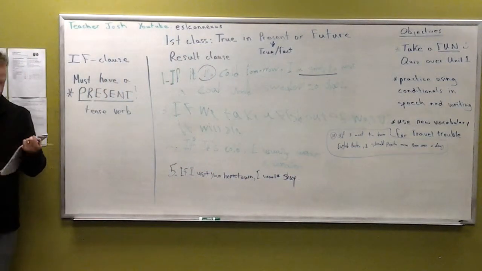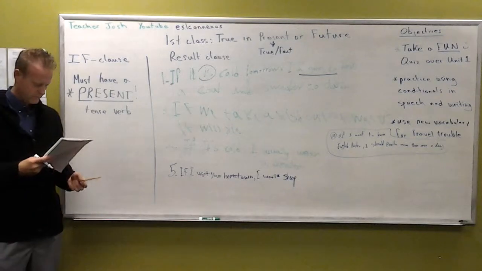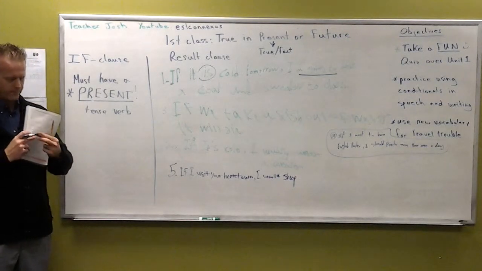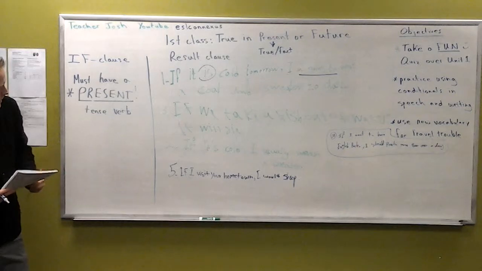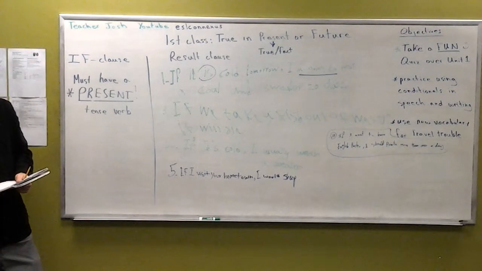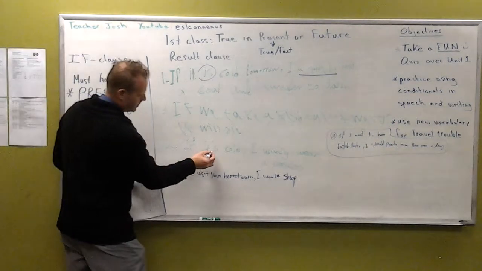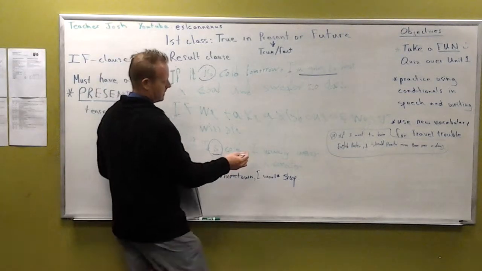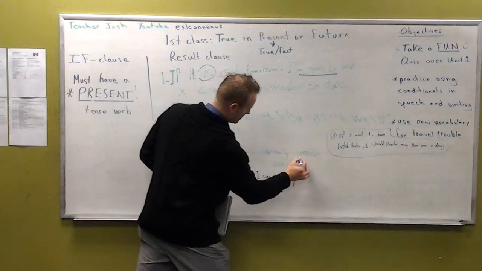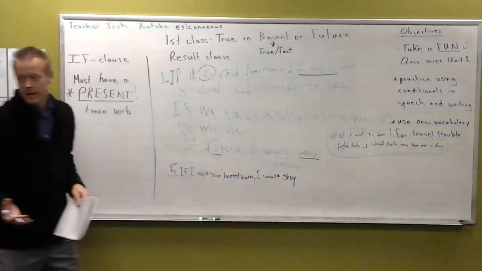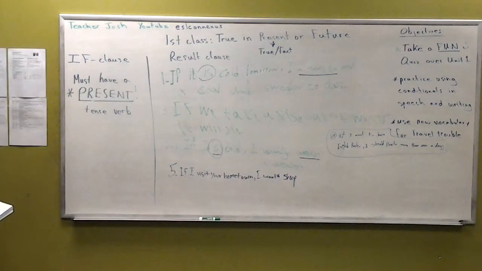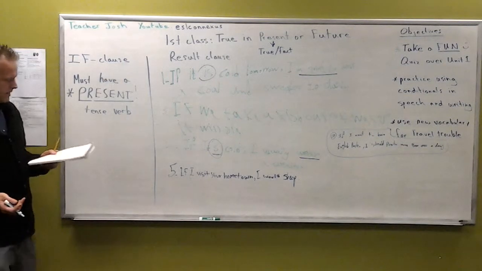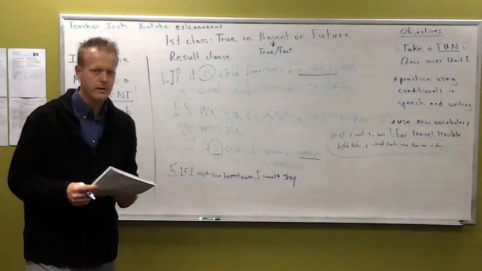Number two, go ahead. If it's cold, what do you usually wear? If it's cold, I usually wear a sweater. Good. So he uses what tense? Present. Present tense. And then over here, what does he use? Present. Present. And he's just stating a fact, right? When it's cold, this is what I do. This is just a fact. Okay. Number three.